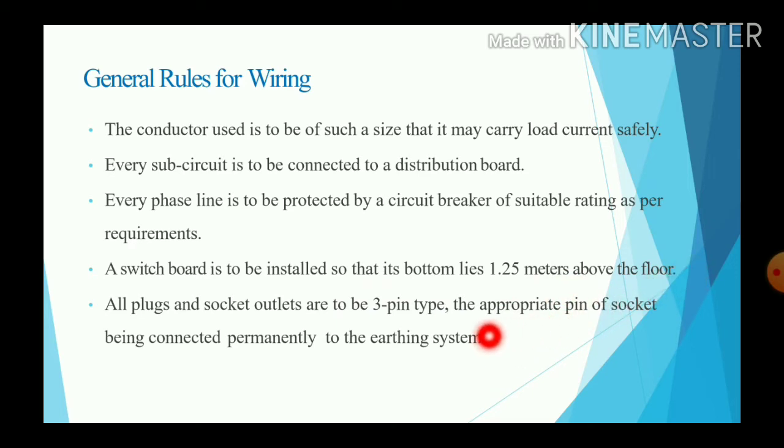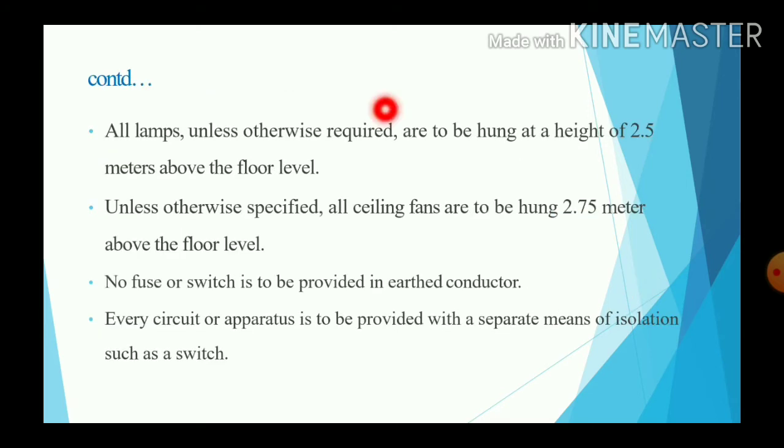And all the plugs and socket outlets are to be 3-pin type, the appropriate pin of the socket being connected permanently to the earthing system. Next, all lamps unless otherwise required are to be hung at a height of 2.5 meters above the floor level. Unless otherwise specified, all ceiling fans are to be hung 2.75 meters above the floor level. All these are the normal arrangement.